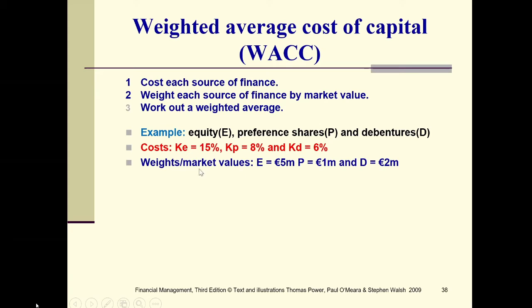Now these are what are called the market value weights. These are the actual amount of equity, the amount of preference shares, and the amount of debt based on current market prices. And then this is how you'll see it in your notes here. How do you work out the average? Before you get the answer, I'd be very careful. The highest cost is 15, the lowest cost is 6.